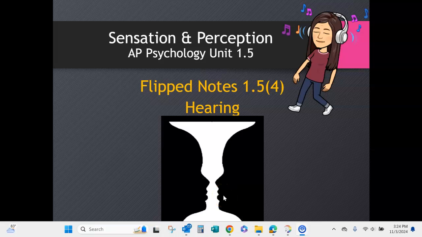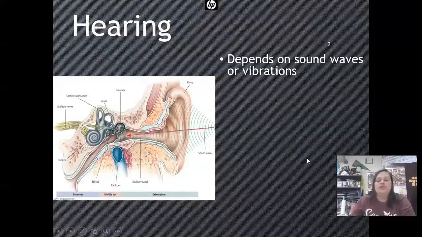Hello, these are Flip Notes 1.5 Part 4, still in Sensation and Perception, and this section is all about hearing. My Bitmoji is listening to her music, and in this section we're going to learn about how she's able to do that. Let's go.